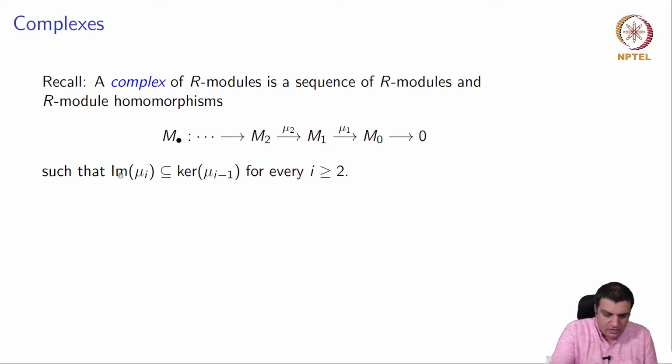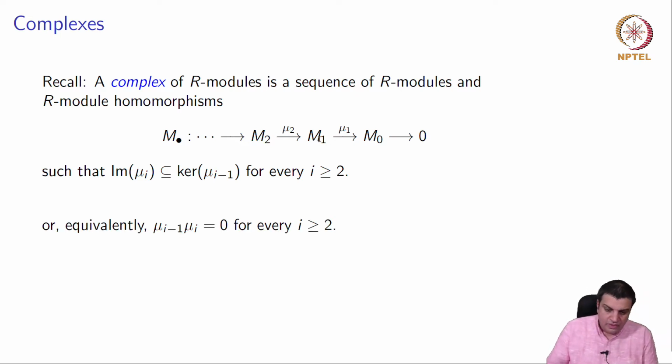So the image of mu i, the map from Mi to Mi minus 1, is in the kernel of the next map, kernel of mu i minus 1. Or equivalently, the composition of two consecutive maps is 0. Remember, the composition is mu i first and then mu i minus 1.